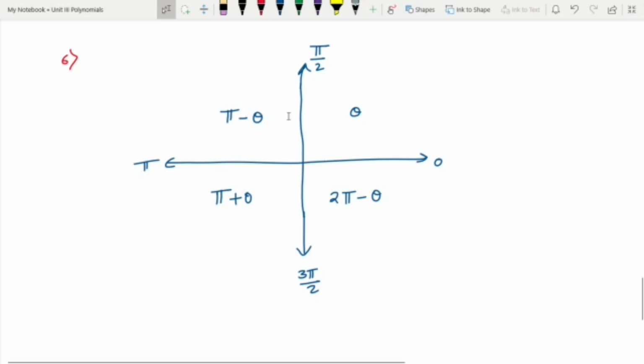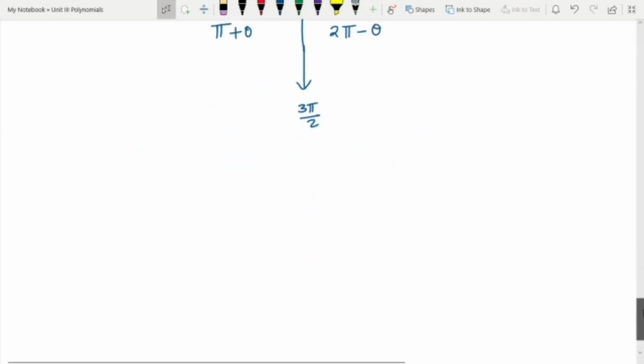So whenever you are having some theta in the second quadrant, you write it in the form of pi minus theta. Whenever you are having your theta in the third quadrant, we are going to write it in the form of pi plus theta. And whenever our angle or argument is in the fourth quadrant, we are going to write it in the form of 2 pi minus theta. And whenever it is in the first quadrant, no need of doing any adjustment, we are going to keep it as it is, because this will be required in order to solve the examples.